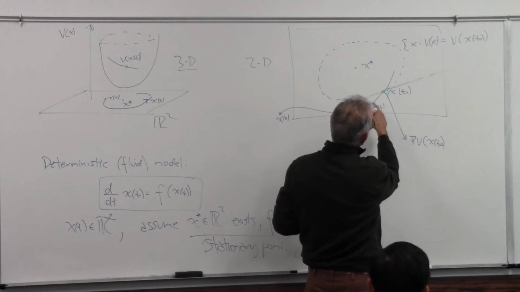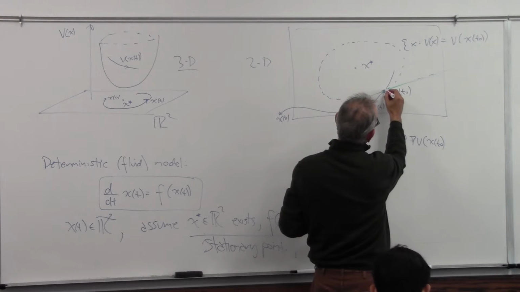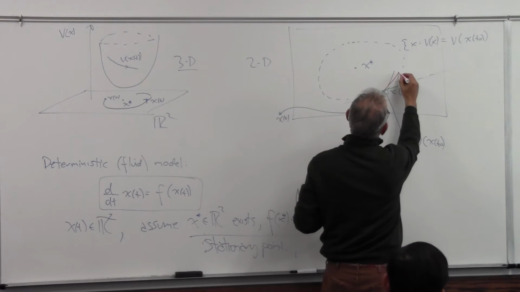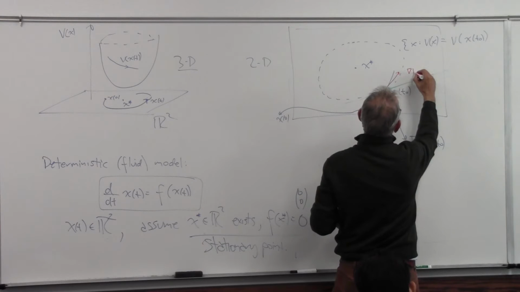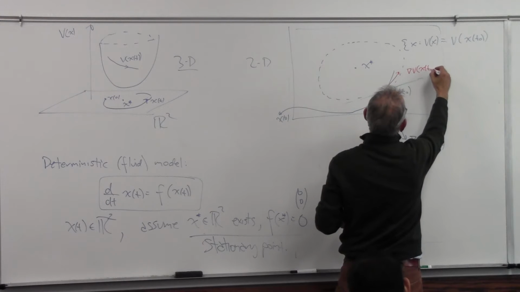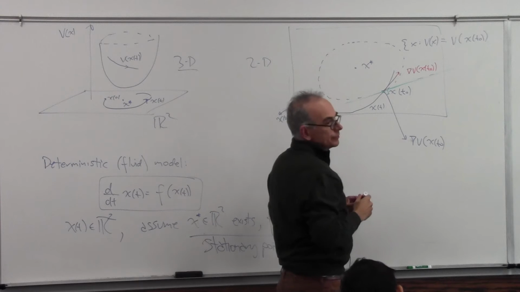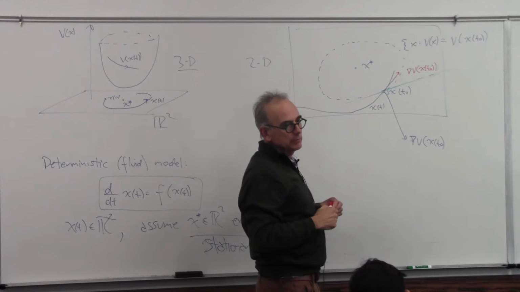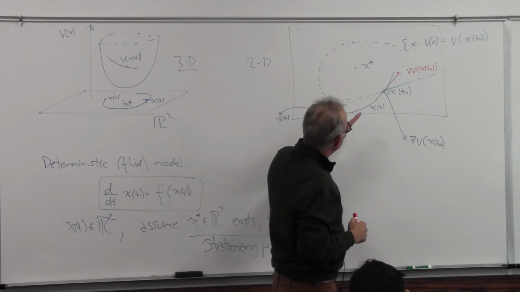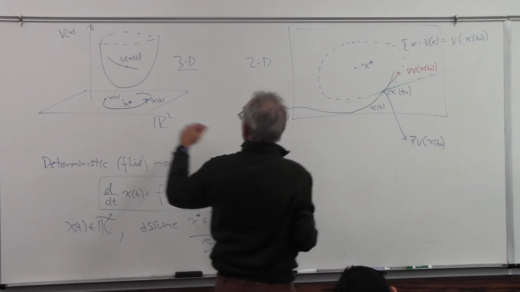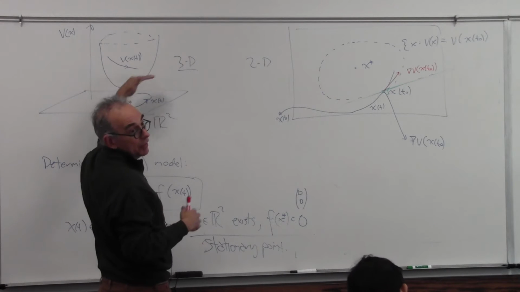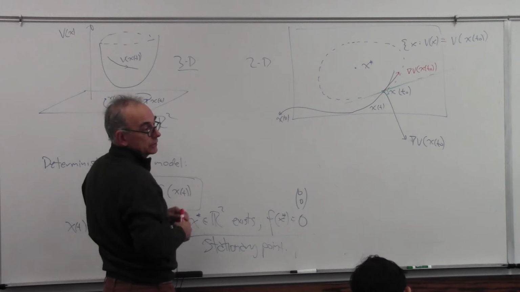And you can also see here, that's x of t, and you can see the velocity direction, right? I'm going inside. The fact that this is decreasing means I'm going into these sub-level sets.